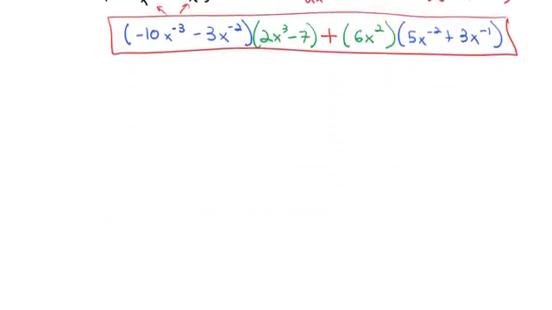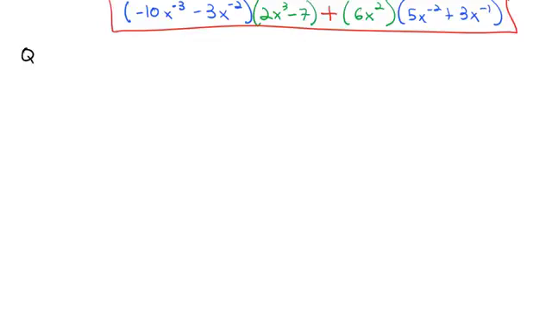Similar to the product rule is what we're going to call the quotient rule. And I should probably label this as C. The quotient rule.